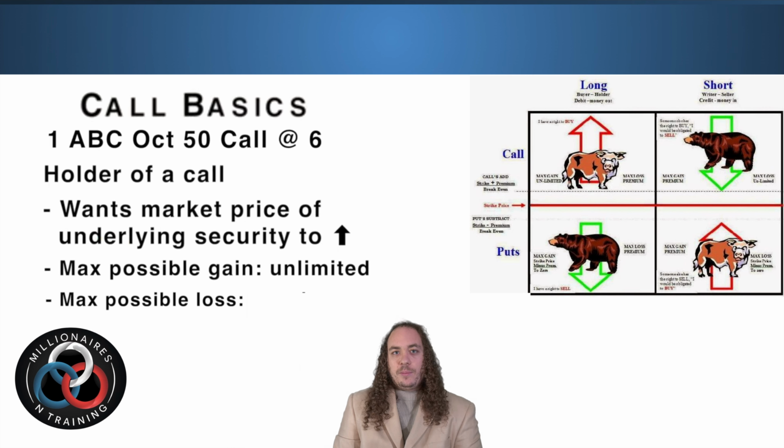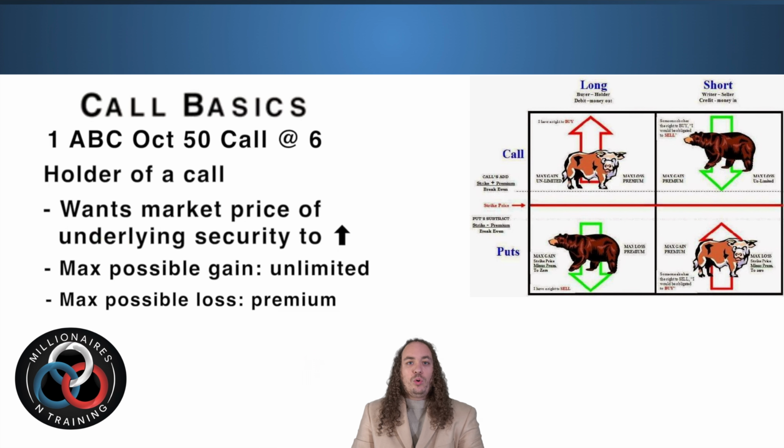What is the holder's maximum possible risk? Well, if the price goes down, the holder will not exercise this contract, and what will they lose? They will only lose the premium. And what is the premium in this case? $600. So the max loss would be $600, the premium paid.